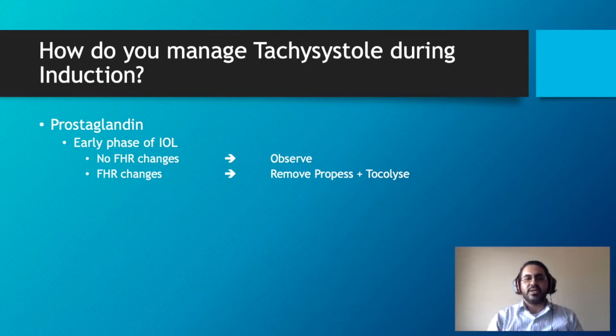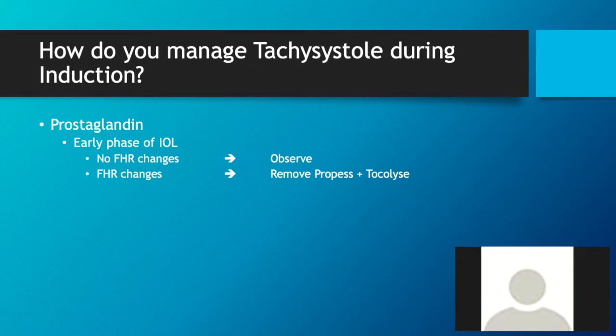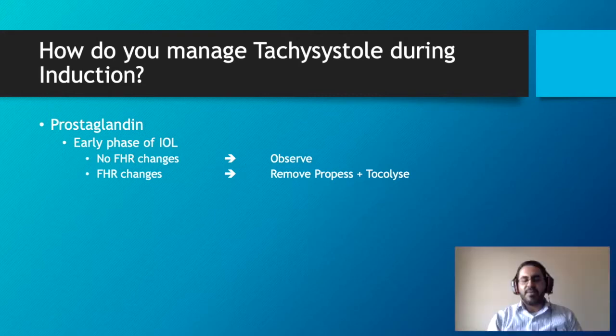But would you ever be in a middle ground where it's gradually evolving, where it looks like it's changing, and you just want to take the Propess out? You don't feel like they need tocolysis. Would that situation occur? If this is happening within the first hour and the baby is showing gradually evolving hypoxia, what do you think is going to happen to this baby as the labor actually progresses? Only been contracting for an hour and the baby's already showing signs of hypoxia. Do you think this baby's actually fit for labor?